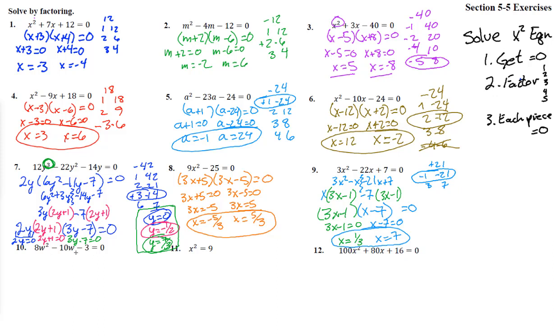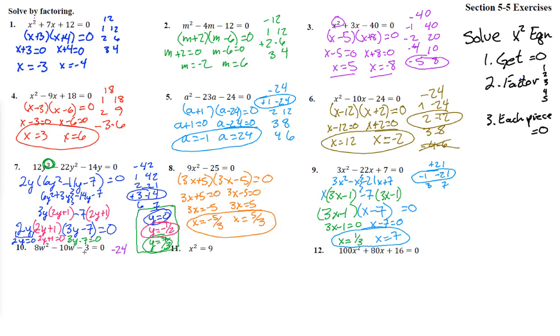8w squared minus 10w minus 3 equals 0. Get it equal to 0. Check. Factor it. Is there a greatest common factor? There is not. 8 times negative 3. Oh, trinomial, leading coefficient not equal to 1. It's not a perfect square. And so 8 times negative 3 is a negative 24. We've got to use the AC method.